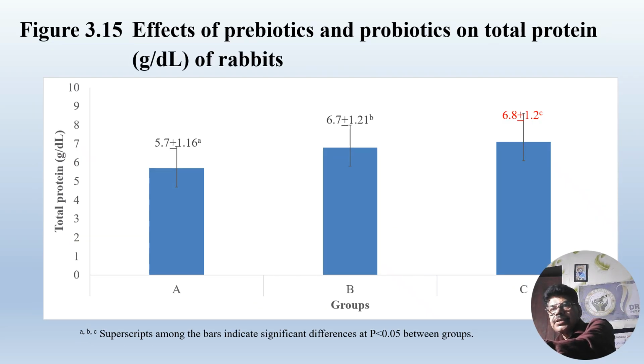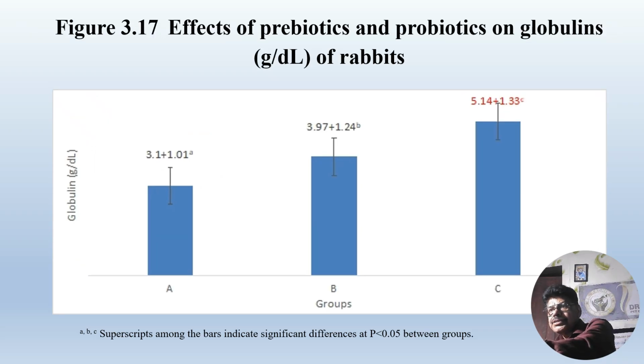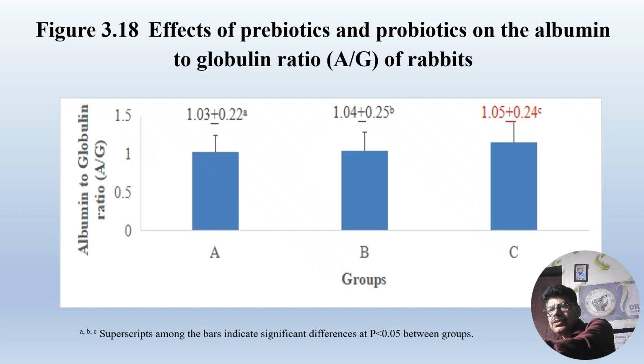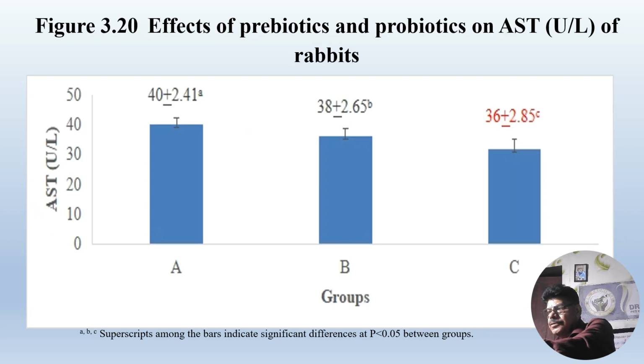whereas regarding the effect of prebiotic and probiotic, total protein was significantly higher in group C, whereas the albumin was significantly higher in group C, whereas the globulin was significantly higher in group C, whereas the albumin and globulin ratio was higher in group C, whereas with the prebiotic and probiotic, ALT was lower in group C, whereas the AST was lower in group C.